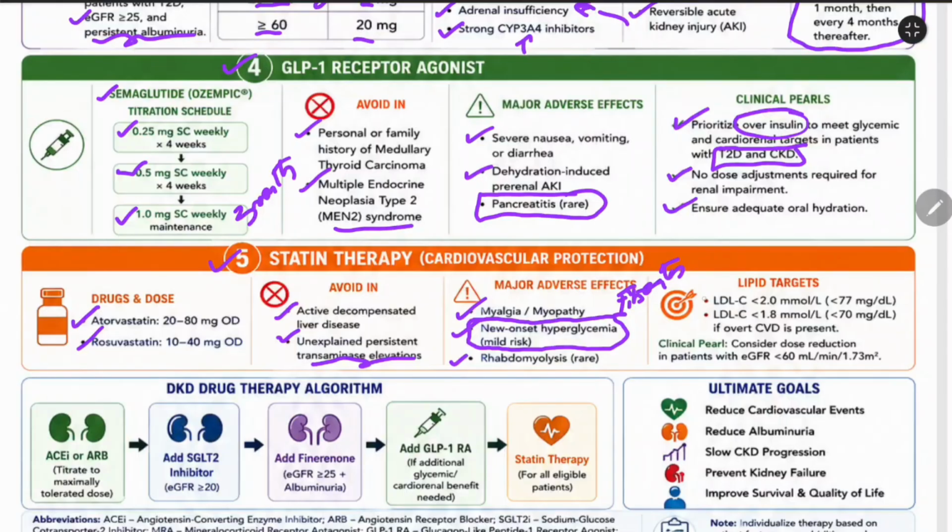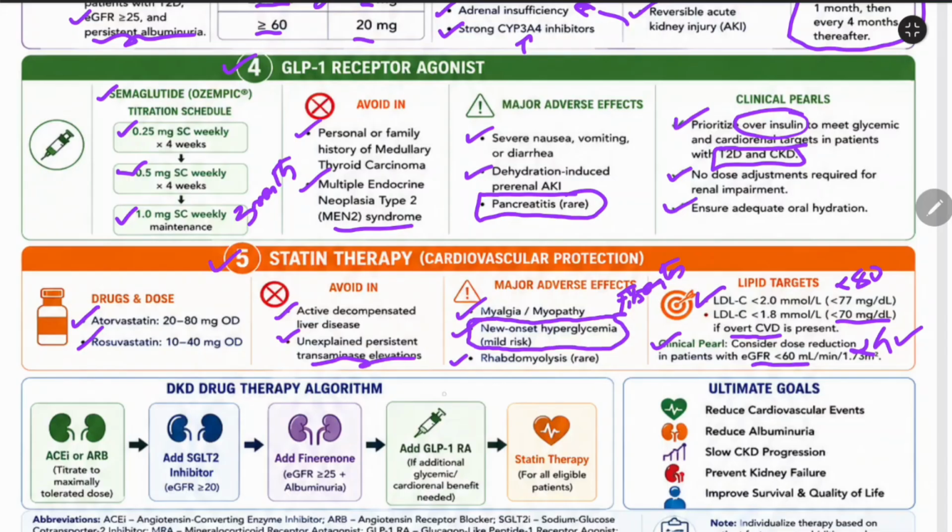Lipid targets: the routine target is less than 80, and if overt cardiovascular disease is present, then it is less than 70. Consider dose reduction of statins in patients with eGFR less than 60, meaning less than G2, similar to your finerenone.